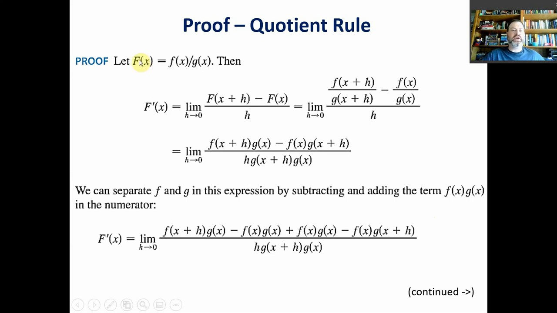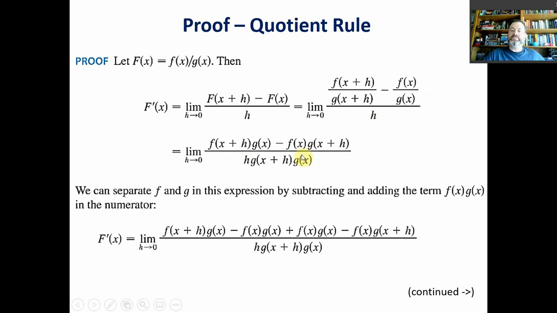So it's the same sort of thing, right? We're using capital F of x here to be f of x over g of x. So when we plug everything in, we have this big stacked fraction. So what we're doing next is getting a common denominator here, right? So the common denominator is g of x plus h times g of x. So we multiply this by g of x plus h top and bottom, multiply this by g of x top and bottom, right? And so that's why you have f of x plus h times g of x minus f of x times g of x plus h. So we got a common denominator, and we just pulled everything together in the denominator.